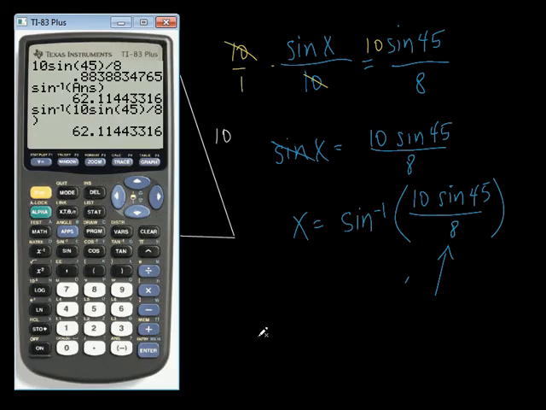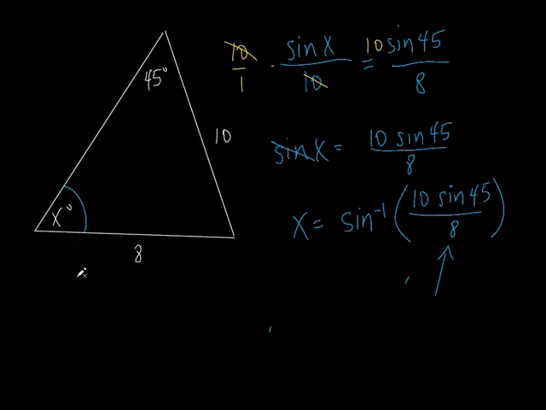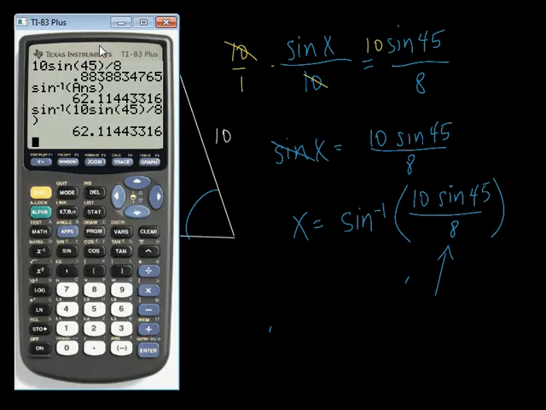What was it again? 62.1, right? So x, right there, is 62.1 degrees. Now look, if you know this angle right here, you should be able to find this pretty easy. How would you find this angle real easy without using... That's right. Take them from 180.